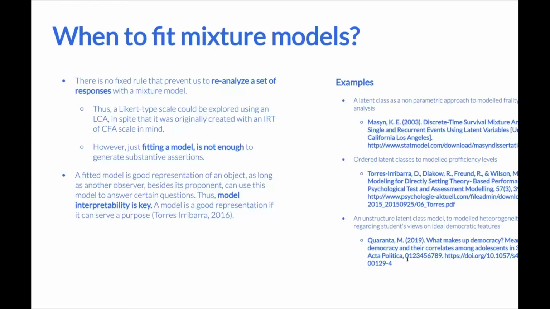And finally is the example of Quaranta, who used a latent class analysis and an ordered one to represent the response patterns of his students, and to use a typology to represent how a student thinks about what are the ideal features of a democratic system. And this is the example that we're going to talk about.